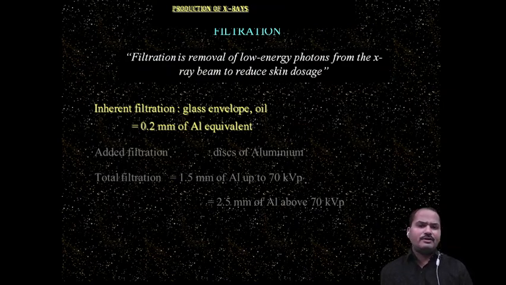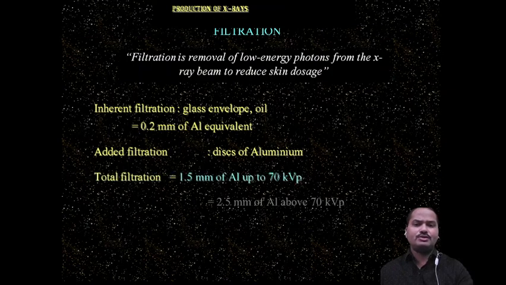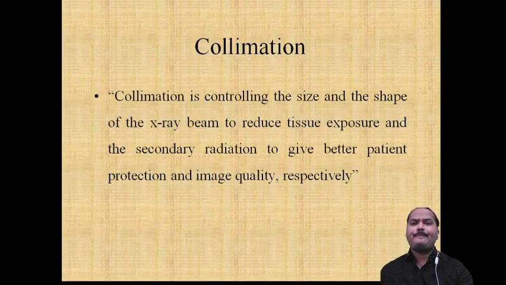So the total filtration is the inherent filtration by glass envelope and oil, which is about 0.2 millimeters of aluminium equivalent, and the added filtration of a disc of aluminium, which is about 1.5 millimeters up to 70 kVp machines, and 2.5 millimeters of aluminium above 70 kVp machines.